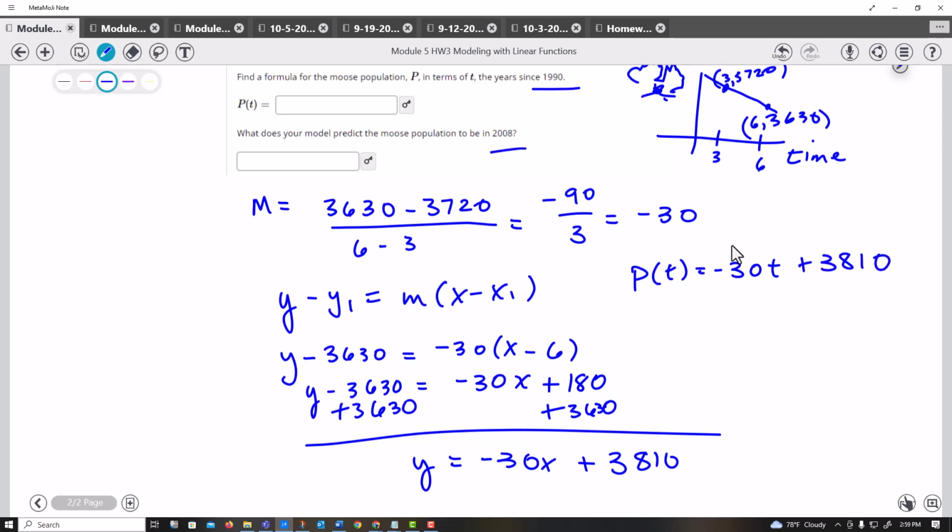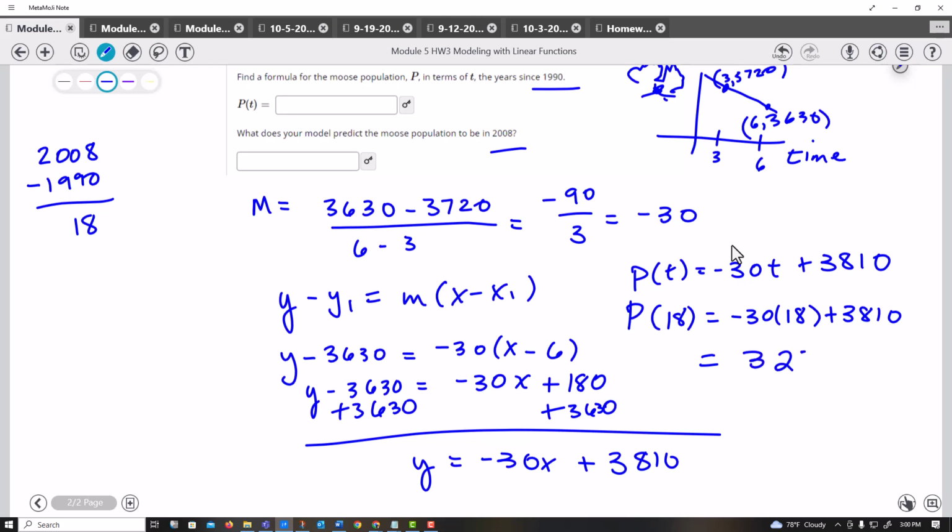And so now it asks, what would you predict the population to be in 2008? Well, what value are you going to plug in? I think 18, because if I go over here and say 2008 minus 1990, that would be 18 years. So I simply use my function that I found, and I plug in 18, and I pick up my calculator and plug in 18, and I get 3270.